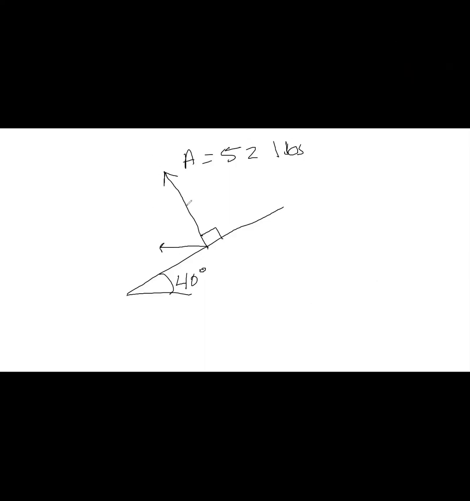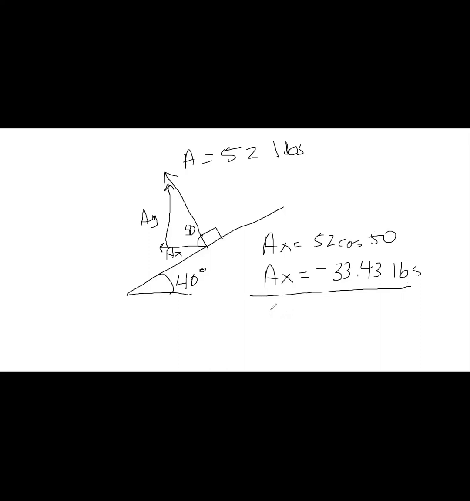We got AX, AY, and our angle is going to be 50. So AX equals 52 cosine 50, which is 33.43, and that's got to be negative. And AY equals 52 sine of 50, which is 39.83, and that's positive.